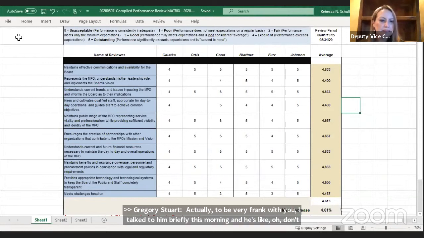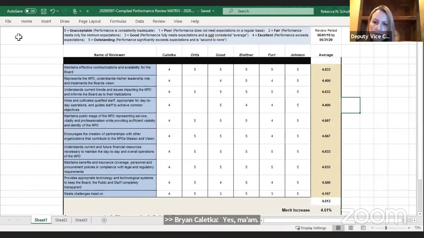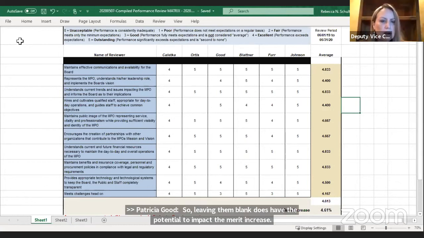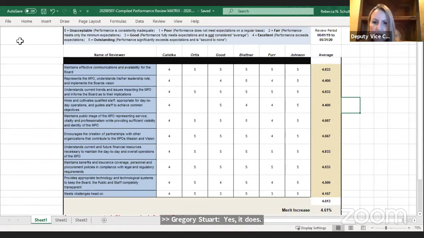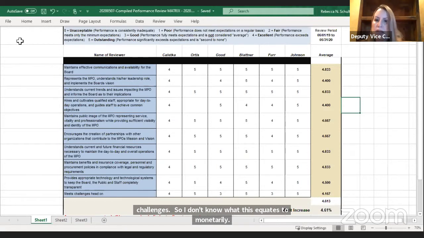So I have a comment. Yes, ma'am. Leaving them blank does have the potential to impact the merit increase. Yes, it does. And I'm not going to sit here and guess what it would have been, considering Mayor Ordus made straight fives. But I do think that with the current situation and technology, maybe there were some challenges. I don't know what this equates to monetarily, but did anybody from staff or the attorney reach out to Mayor Ordus in an email?